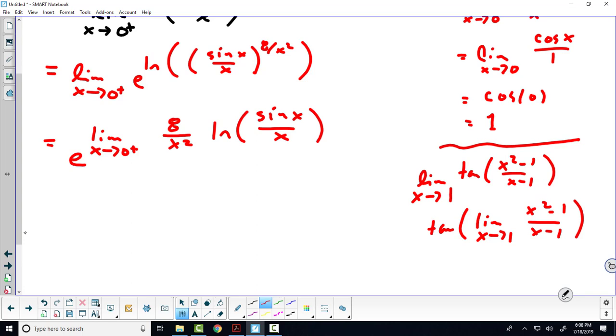Great. Okay, good catch. So now, let's see if we've gotten anywhere. Let's identify the indeterminate form, not of the entire expression, but just of the limit. What's the indeterminate form of this limit? Well, the first factor, as x is approaching 0, is approaching what?